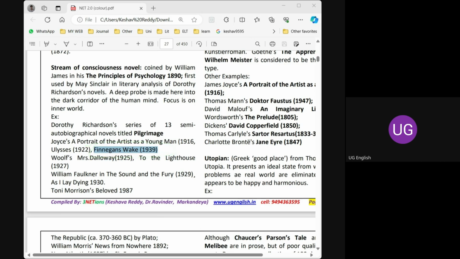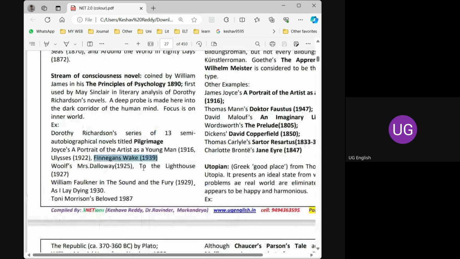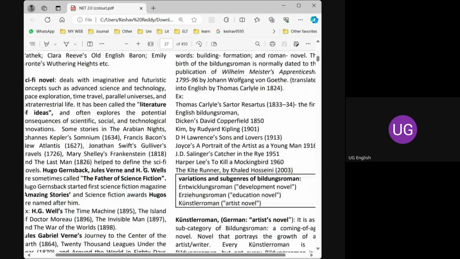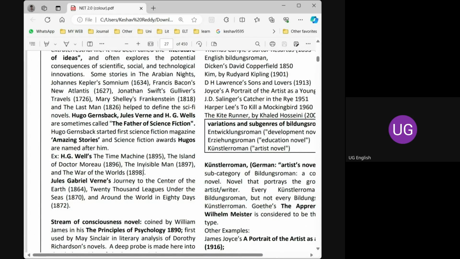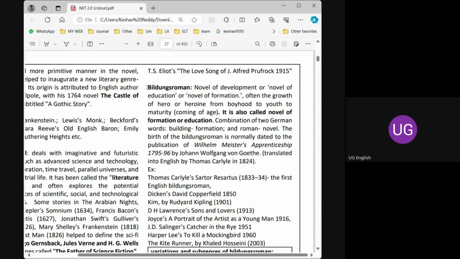Virginia Woolf's other novels, Mrs. Dalloway and To the Lighthouse, are also treated as stream of consciousness novels, and Faulkner's The Sound and the Fury and Morrison's Beloved, a very famous novel. All these are treated as stream of consciousness novels. Only one thing is to be understood here: in stream of consciousness novels, the focus is on the character's inner mind. The character's inner mind is revealed. And we have an important term, Bildungsroman.